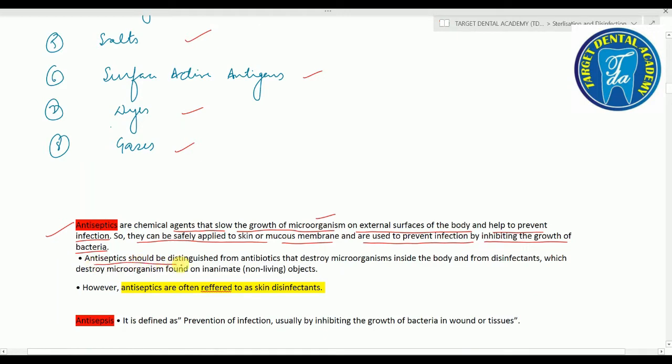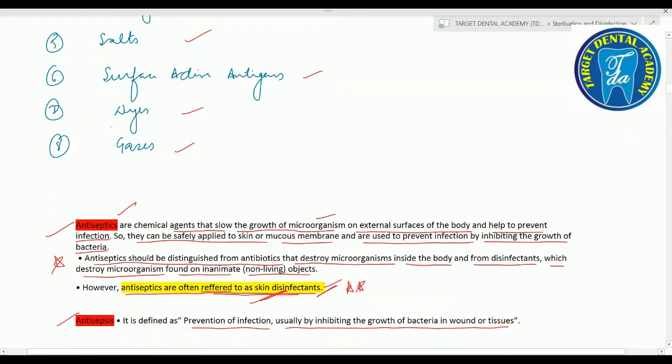The antiseptics should be distinguished, important point, from the antibiotics, as they destroy microorganisms inside the body, and from the disinfectants, which destroy microorganisms found on non-living objects. Fine. However, antiseptics are often referred to as skin disinfectants. Commonly asked MCQ: antiseptics are often referred to as skin disinfectants. Now, after the antiseptics, let's discuss antisepsis. It is defined as the prevention of an infection, usually by inhibiting the growth of bacteria in wounds or tissues.